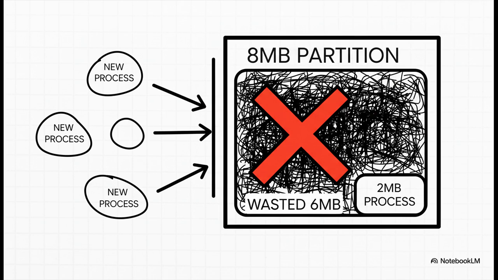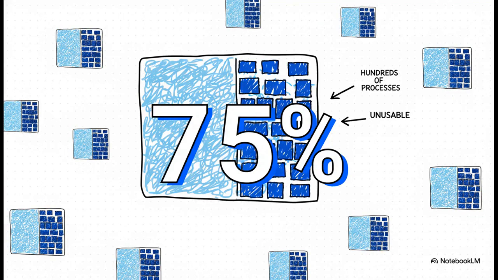And this is where the problem hits. The program is perfectly happy. It's got its 2 megs. But what about the other 6? Well, they're stuck. They are locked away inside that partition, and absolutely no other program can touch them. That space is just gone. Completely wasted. I mean, just do the math on that.